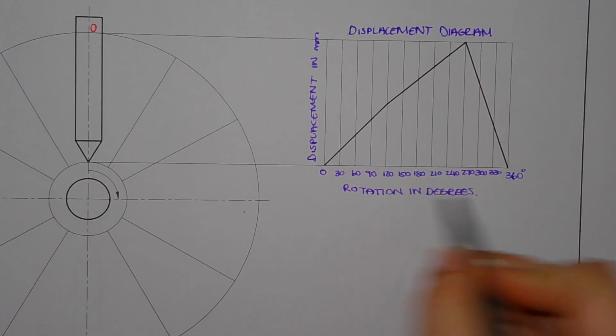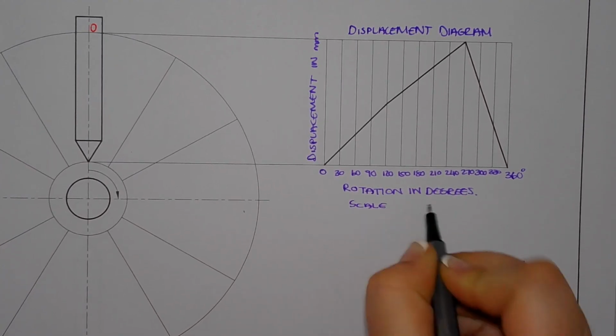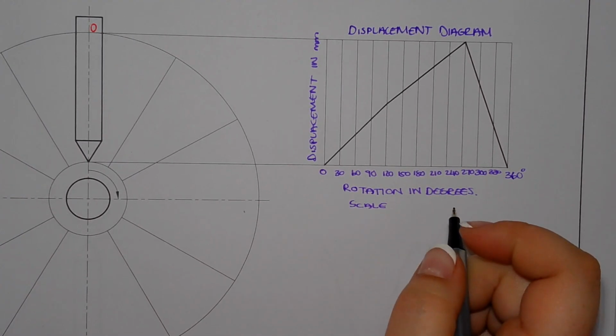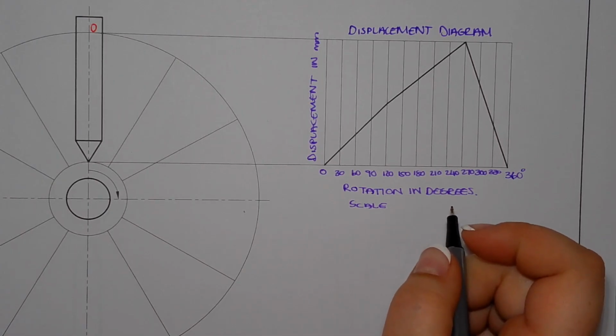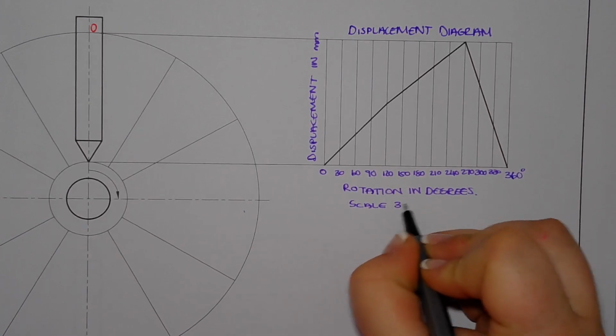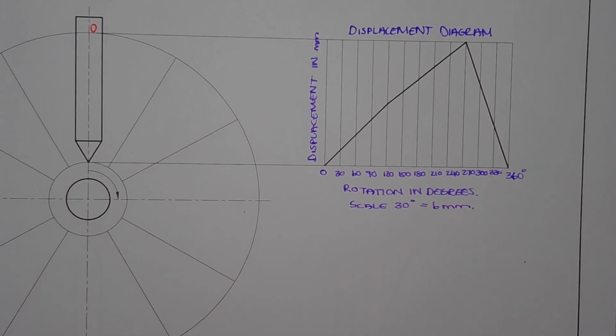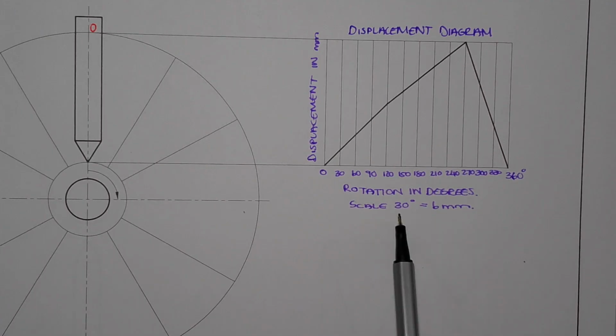Underneath this label, you're going to write your scale, and it says in your instructions that the displacement graph is 30 degrees equals 6 millimeters. So our scale is 30 degrees equals 6 millimeters. In all the questions that you have in the future, the label stays exactly the same. The only thing that changes is the scale.